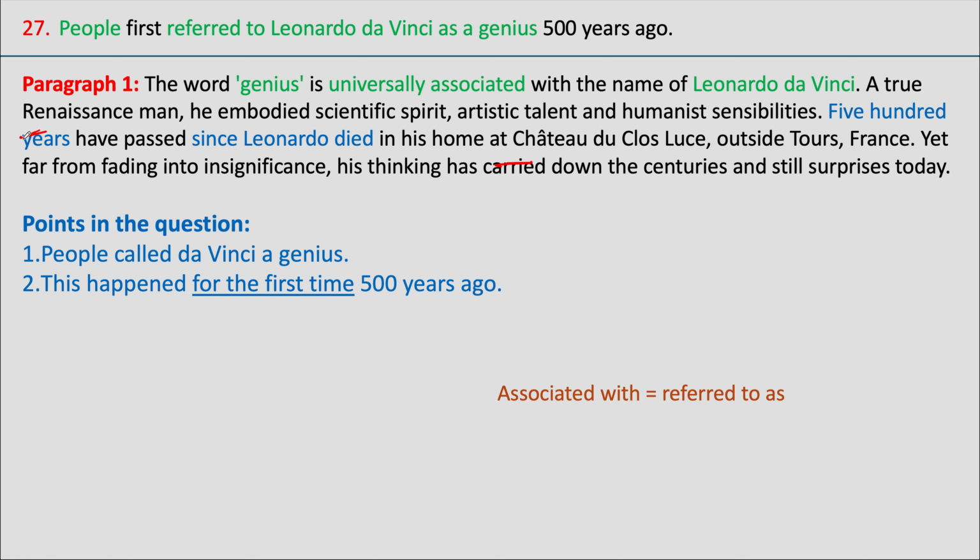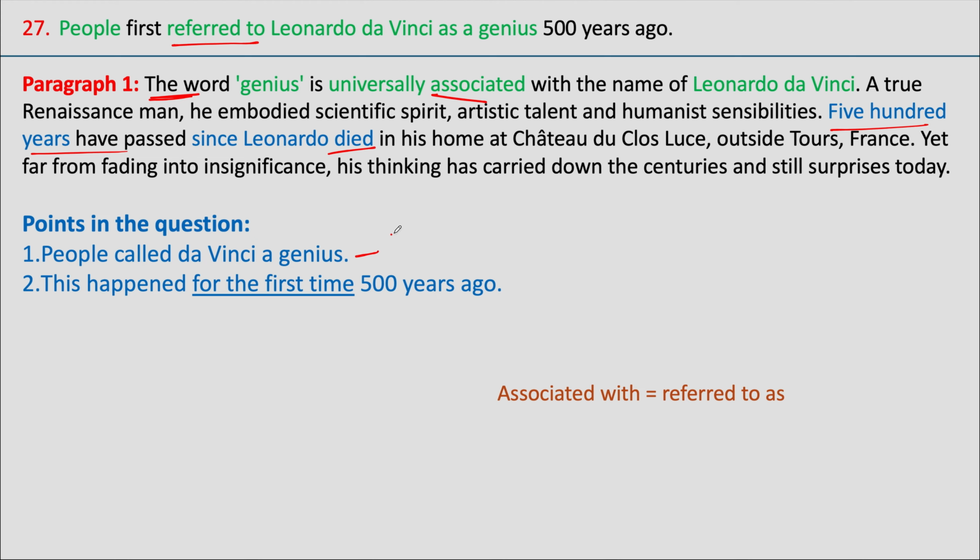For example, Renaissance man just means a type of man from that period. It's not in the question, so you don't need to worry about it. And this is simply the name of a place in France. I won't even try to pronounce it. This says the name genius was associated with Da Vinci, or he was referred to as a genius. Then it says that he died in his home 500 years ago. 500 years have nothing to do with when he was called a genius first.